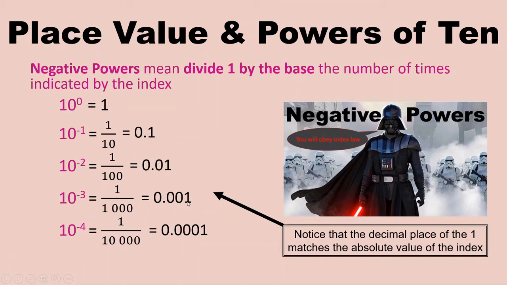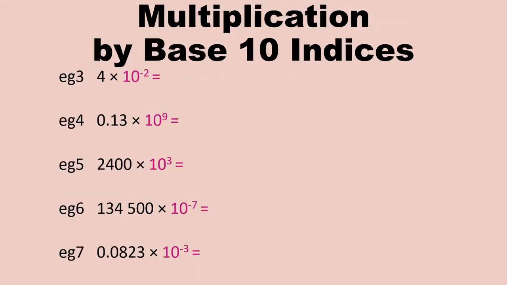Here, the 1 is in the 1, 2, 3, the third decimal place, just like our negative 3 index tells us. And here, our 1 is the 1, 2, 3, fourth decimal place. So it should be just as easy to work out the negative powers of 10 as it is to work out the positive powers of 10. So let's try some examples. Feel free to hit pause and copy these down and try them for yourself first. Otherwise, you can just go through them with me.